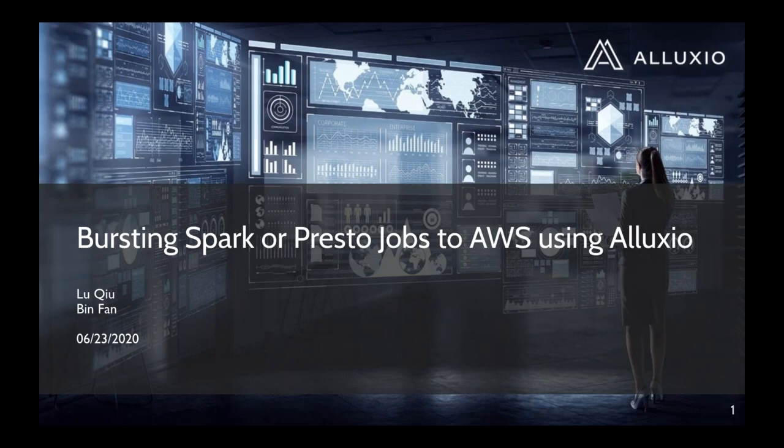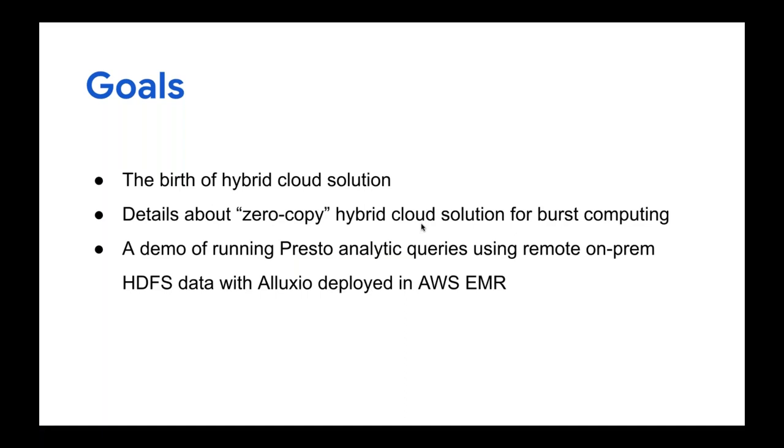Okay, so maybe we can start, Lu. Yeah, now let's start our presentation. Today we will talk about bursting Spark or Presto jobs to AWS using Alluxio. We will give a solution, that's the hybrid cloud solution. We want to talk about how we came up with this solution and why it may be useful in your environment. We will give more details about this solution and also a demo of running Presto queries using remote on-prem HDFS data with Alluxio involved. All the environments will be deployed in AWS EMR.